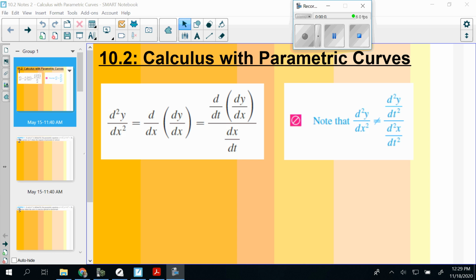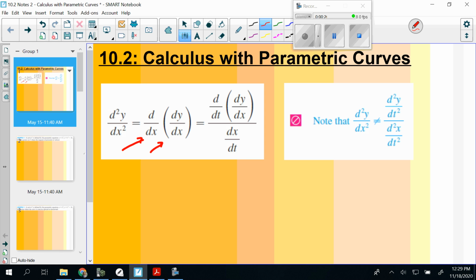All right, we're going to keep looking at parametrics with derivatives here today. Last lesson we looked at how to find the first derivative. Here we're going to look at the second derivative. For the second derivative of a parametric, we want to take the derivative of the derivative.